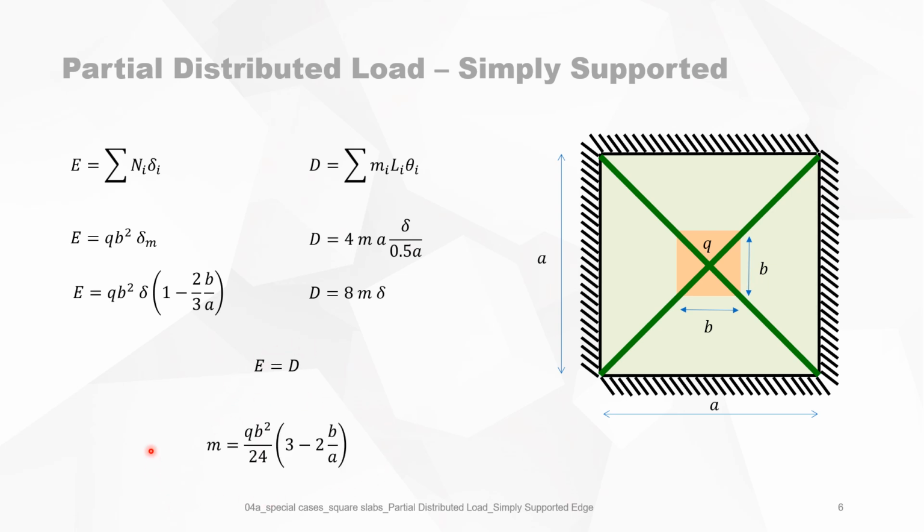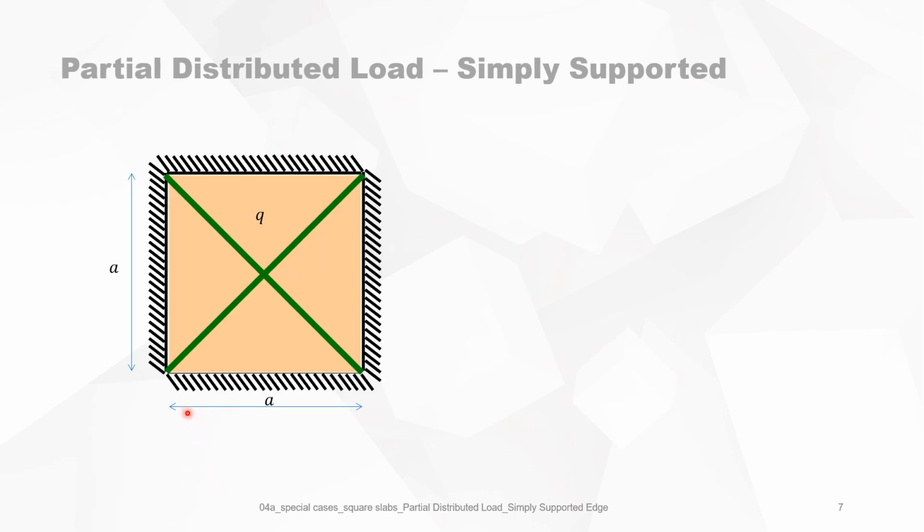Now, by making E and D equal, we calculate M. And this is the expression for the maximum bending moment in this slab. This is a general formula. We will now consider when the slab is fully loaded. So B is equal to A. And then we see that the maximum bending moment is Q A squared over 24. So we find again the already known maximum bending moment of a square slab with a uniform distributed load.